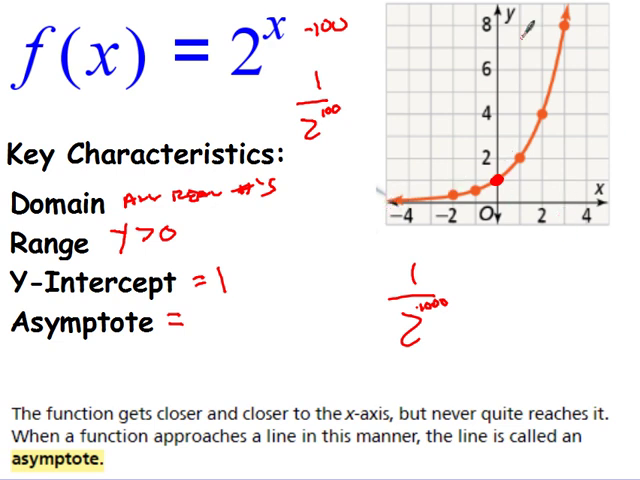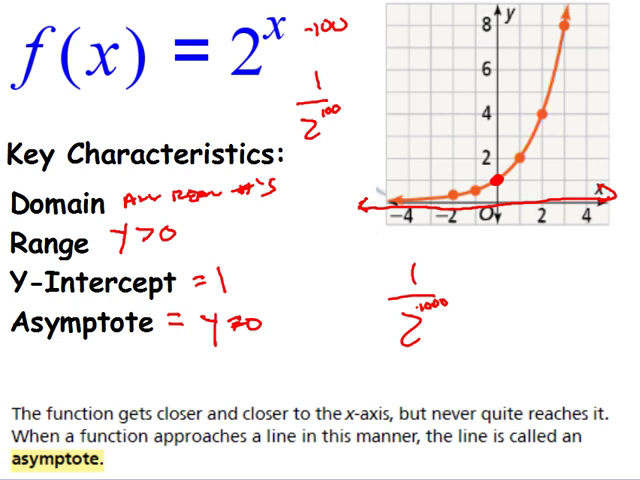Well, the equation for the x-axis is y equals 0. Okay, because that's just a horizontal line on 0, so it has a 0 slope, y-intercept of 0, y equals 0 is the equation of the x-axis. So because the x-axis is an asymptote, it never quite reaches it, but it's going to get closer and closer to it without ever quite getting to it. The asymptote is y equals 0.